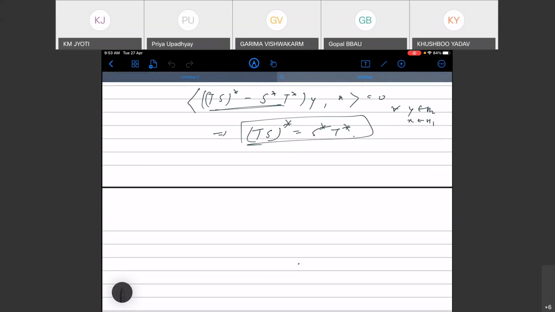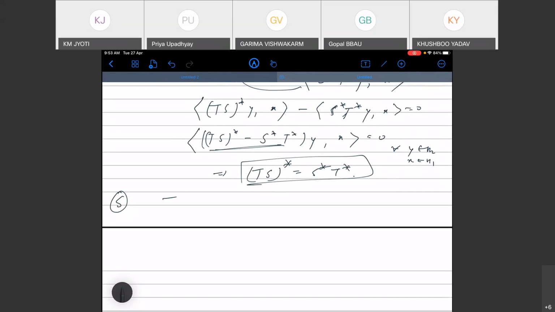So fifth thing, T star star, which is (T star) star is T. So ये प्रूव करना इजी रहेगा आपको. So use T star star x comma y. This is by definition x comma T star y. Okay.